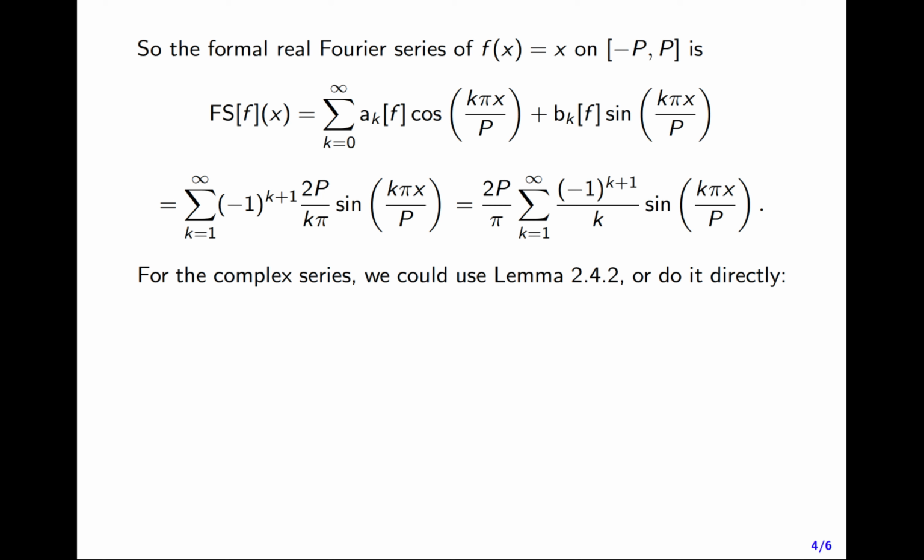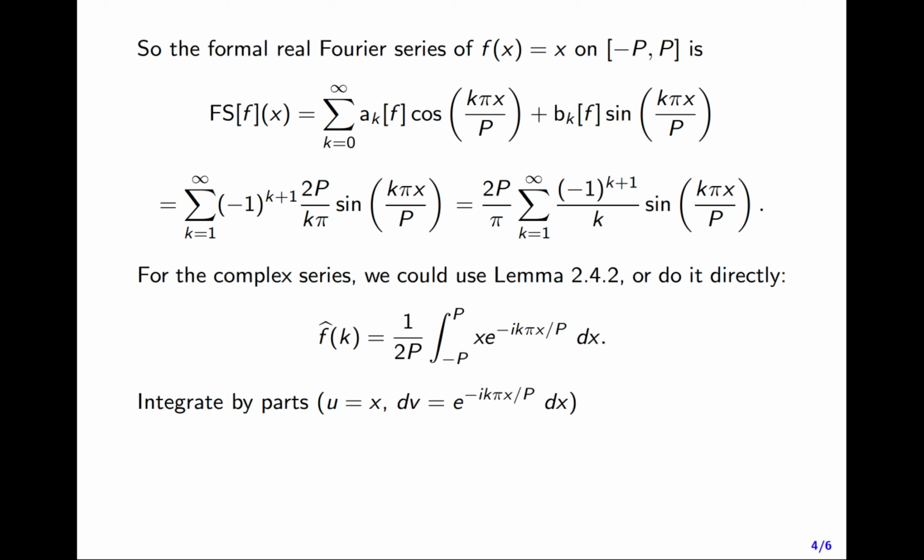Now for the complex series, we could use one of our lemmas, I think it's lemma 2.4.2, that tells us what the complex Fourier coefficients are in terms of the real coefficients. But because this is an introductory exercise, let's actually do it directly and assume we didn't spend all this time calculating the real Fourier coefficients, and we'll just get the complex Fourier coefficients from scratch. So we want to calculate f hat of k is 1 over 2p times the integral from minus p to p of x times e to the minus ik pi x over p.